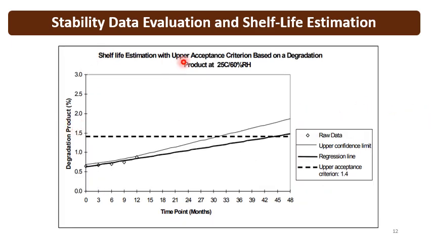Now another example is estimation with upper acceptance criteria based on the degradation product at 25 degrees and 60% RH. So here degradation product percentage is given, and here time points in months are given. The degradation product is 0.5% at initial and the limit is 1.5%. As an upper confidence limit, it is touching here at 30 months. So this is the example of extrapolation. You have the 12-month data, and based on that trend you are going to extrapolate.